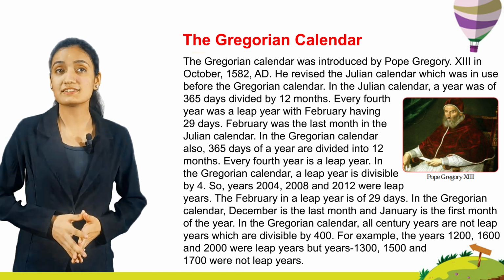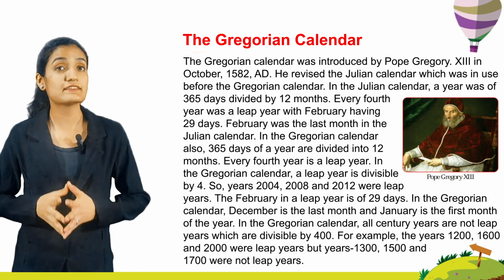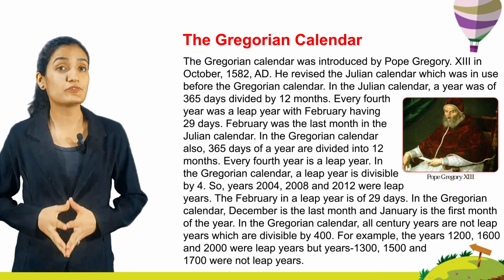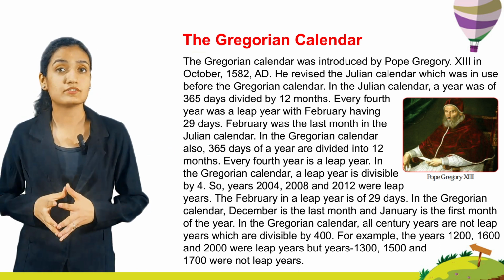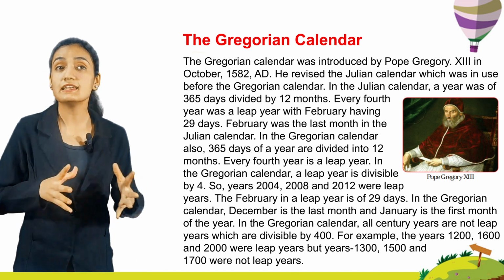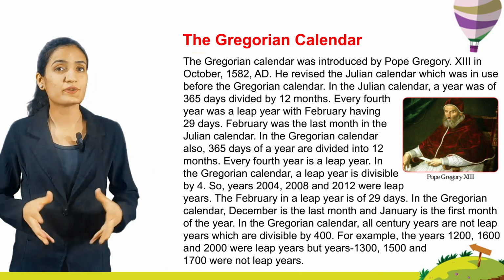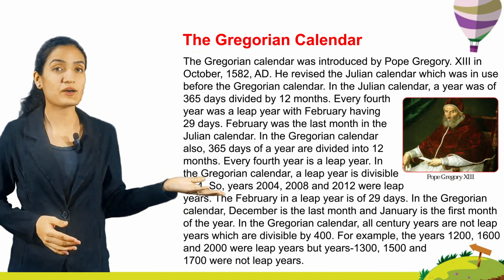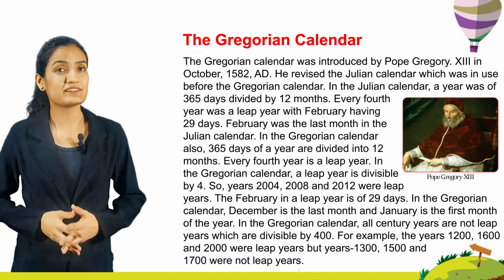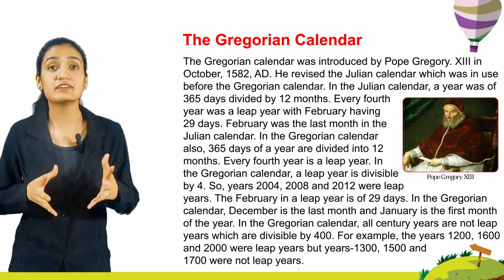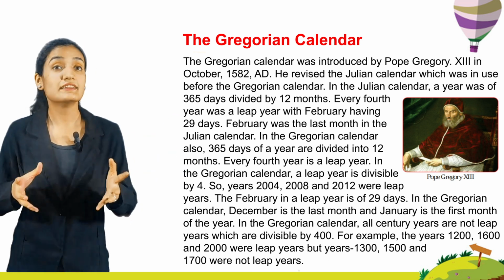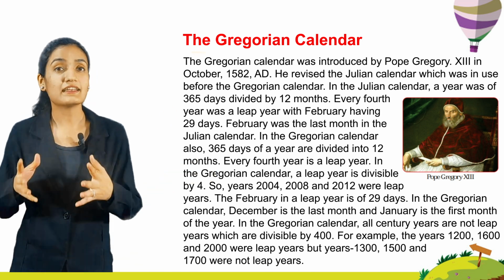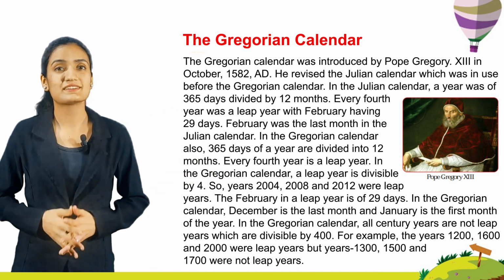In the Gregorian calendar also, 365 days of a year are divided into 12 months. Every fourth year is a leap year. In the Gregorian calendar, a leap year is divisible by 4. So, years 2004, 2008 and 2012 were leap years. February in a leap year is of 29 days. In the Gregorian calendar, December is the last month and January is the first month of the year.